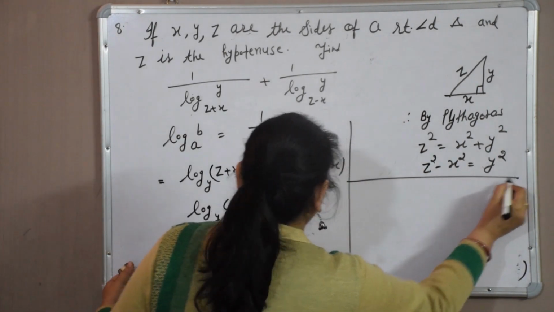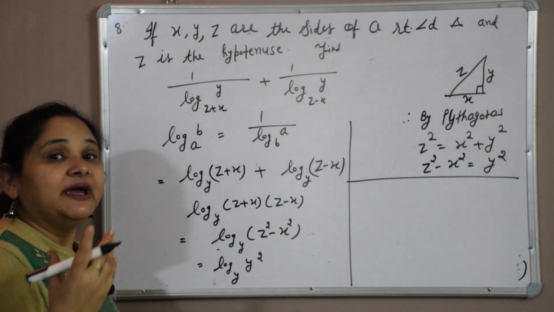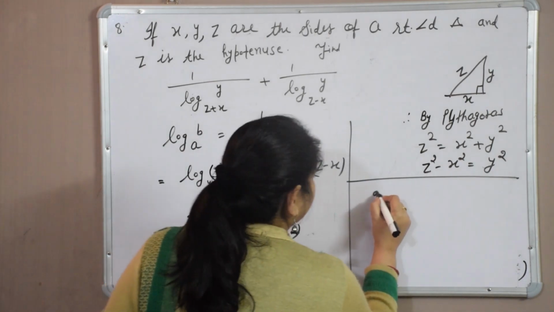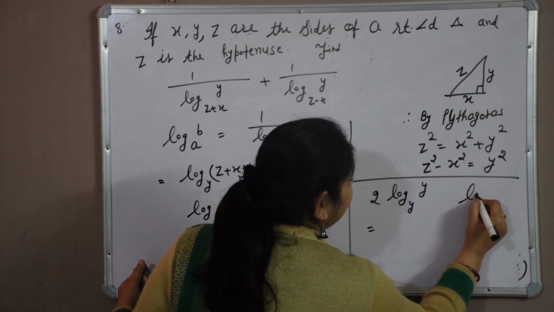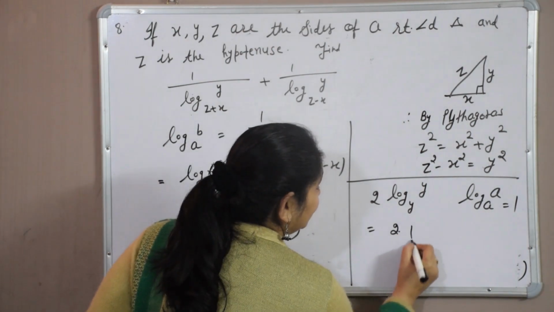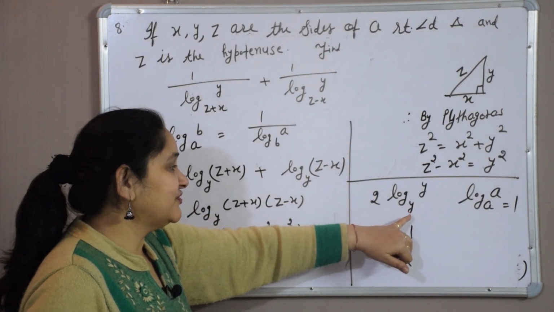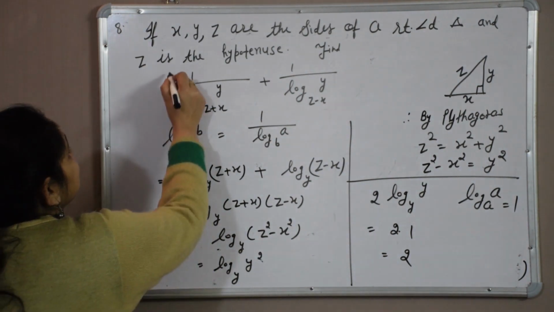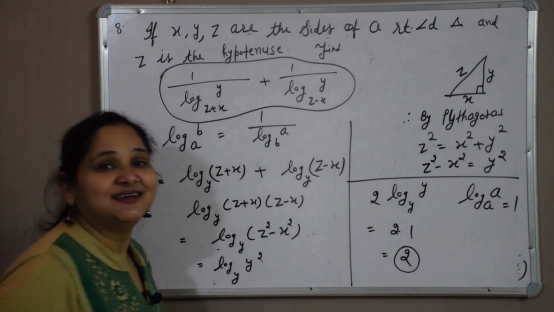Again, I am now using the property: log of m raised to power n is equal to n log m. This 2 will come out, so it becomes 2 log of y to the base y, and we know that log of a to the base a equals 1. Therefore 2 into 1, that is 2. So the value of this much big expression is so small, only 2.